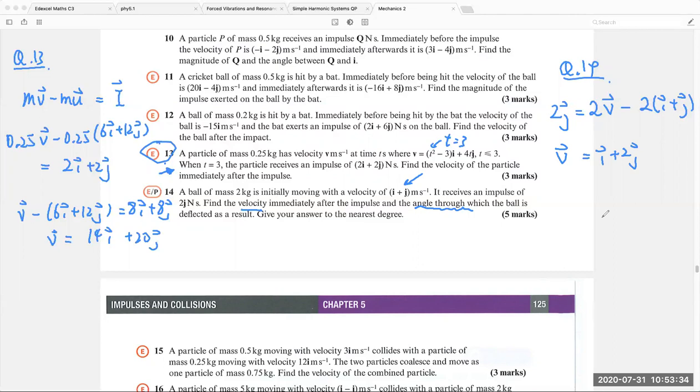If there's no question, then we can go on. What about the angle? Well, if you draw the diagram, i plus j is somewhere towards here, which means it's 1 and 1. i plus 2j is somewhere here. So that means the angle is this angle. Can you find this angle?